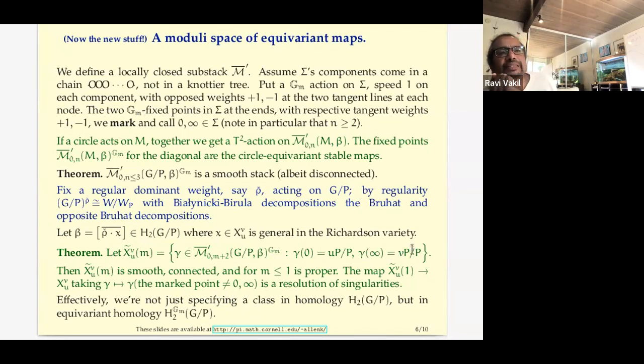You're only ever looking at the fixed point. So why do you consider this bigger space, this non-compact bigger space, the locally closed substack? In which are you actually considering that, or do you just stick to the fixed points?